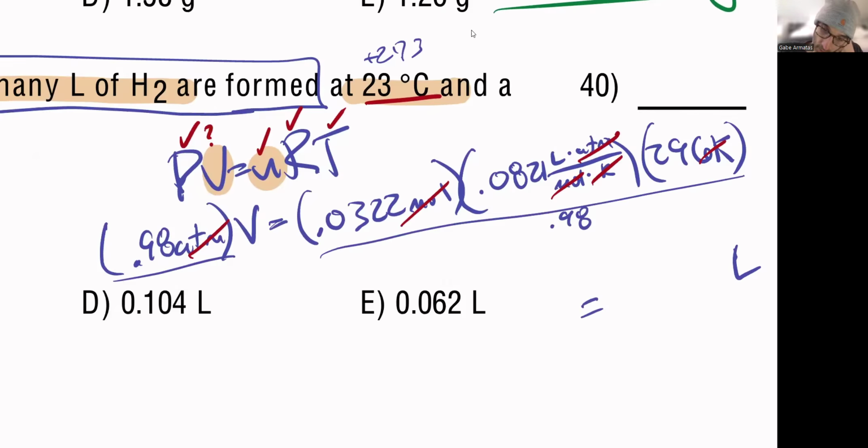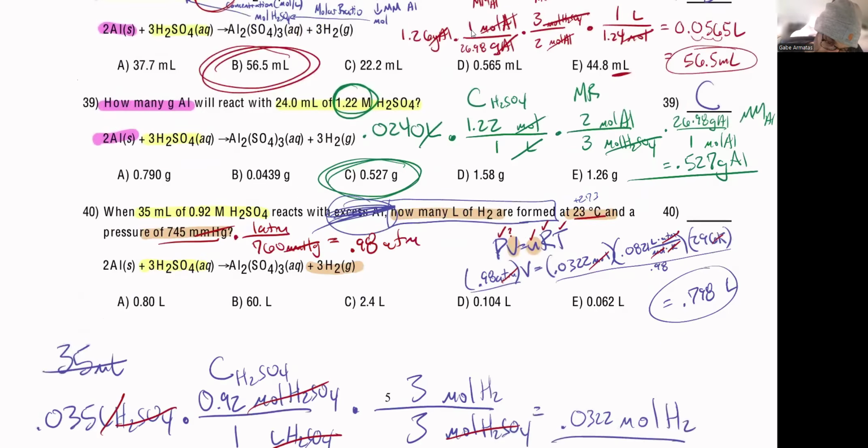Off we go. 0.0322 times 0.0821, enter, times 296, enter, divided by 0.98, enter, gives me 0.979, so 0.80-ish. Well, I can round it: 0.798 liters of hydrogen gas. There it is. Close enough. A is the answer there.